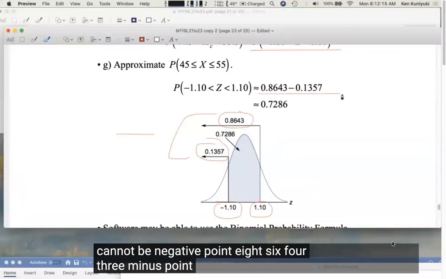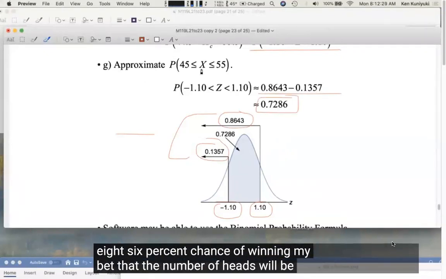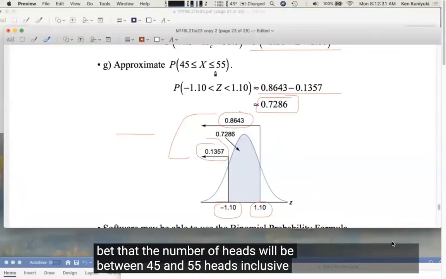0.8643 minus 0.1357 is 0.7286. So according to this method, we have about a 72.86% chance of winning my bet that the number of heads will be between 45 and 55 heads inclusive.